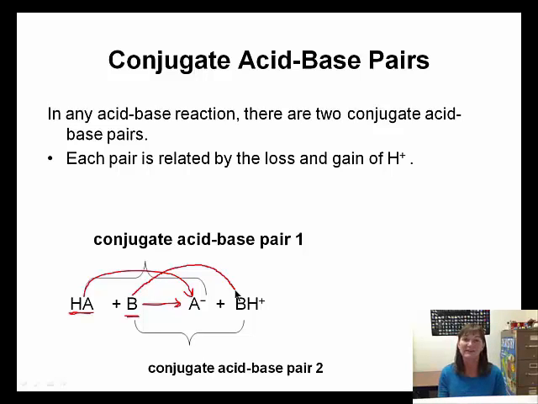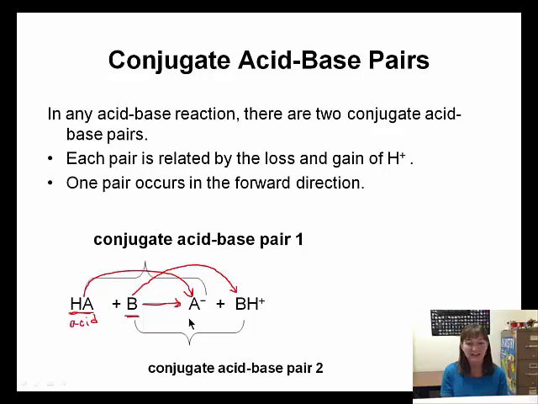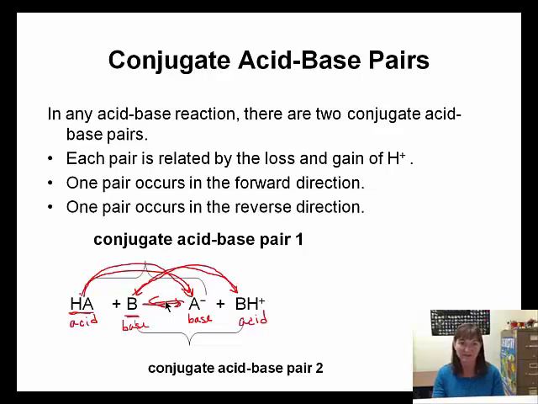So this would be my other acid-base conjugate pair. One of your acid-base pairs occurs in the forward direction. If I were to label these, this is my acid, and once it loses that hydrogen ion, it turns into a base. My base, when it gains a hydrogen ion, is going to turn into an acid. So an acid-base pair in the forward direction would be this one here. If I go in the reverse direction, my acid is the BH+ turning into B. So just be able to identify your acid-base pairs.